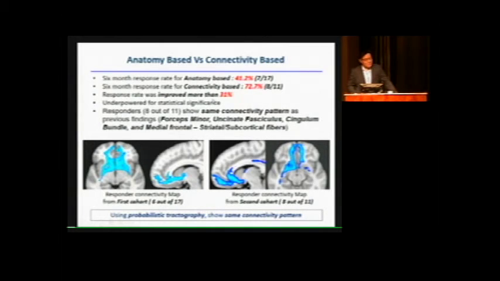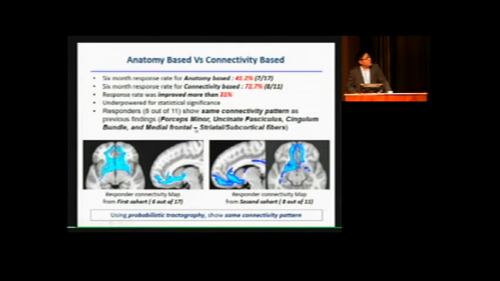So here is the outcome. Previously, with anatomy-based targeting, we had a clinical outcome of 41%. With connectivity-based targeting, we improved that to 72%, a 31% improvement. The sample is small, so it is underpowered for statistical significance, but we improved the clinical efficacy of SCC DBS by about 30%.